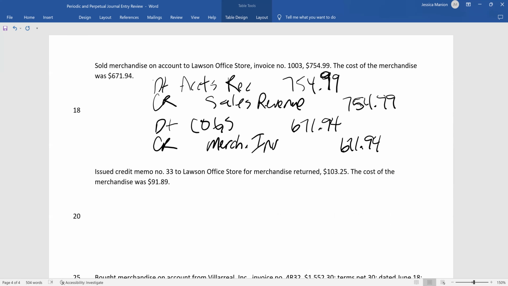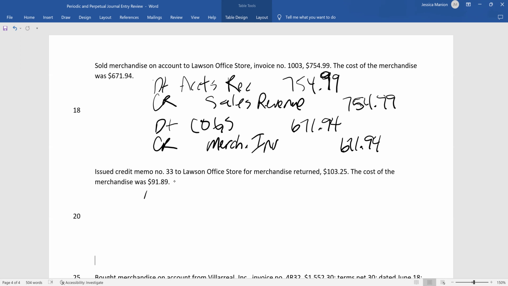Okay, now we've got one of our customers returning. Actually, the customer we just did is returning part of the merchandise. So it says issued credit memo number 33 to Lawson Office Store for merchandise returned of 103.25. The cost of the merchandise was 91.89. So we're reversing the cost of goods sold entry. And then we have to obviously credit accounts receivable to reduce what they owe.